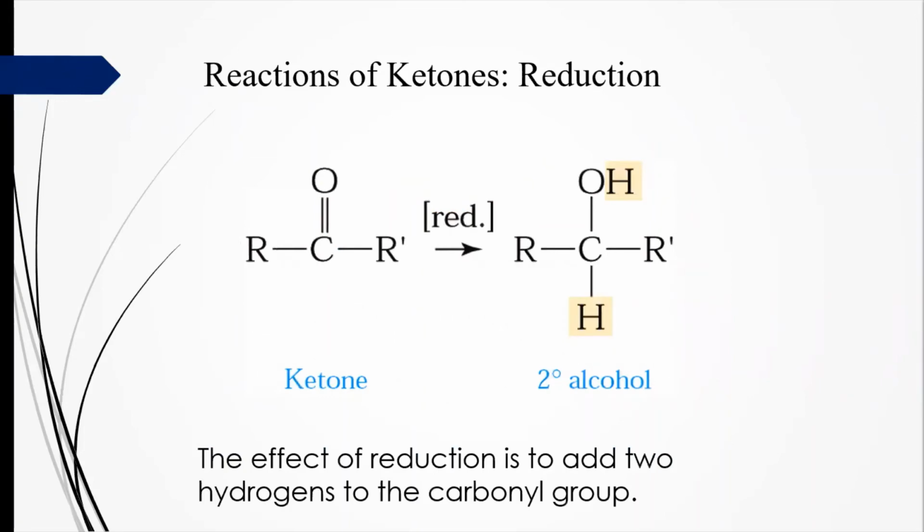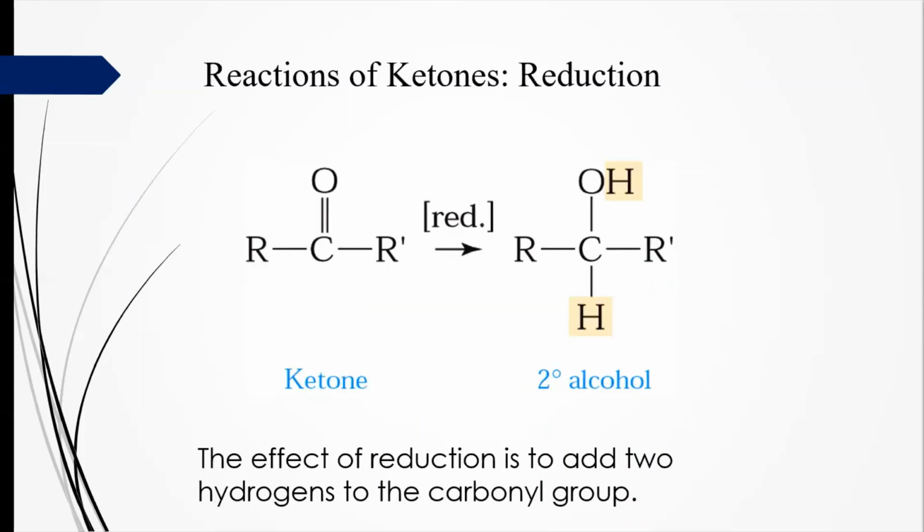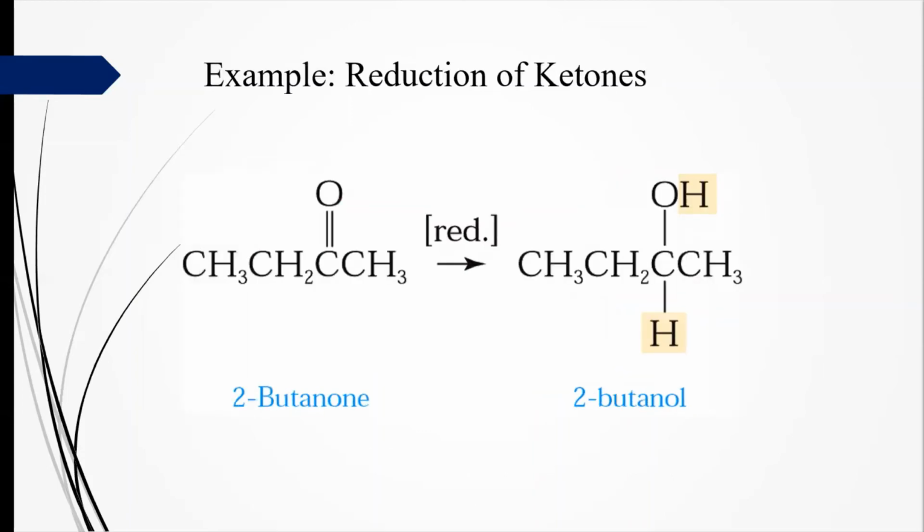Ketones, on the other hand, when we reduce a ketone, we turn it into an alcohol. So that's doing the same thing as our aldehyde. The difference, though, is that when we are reducing our ketone, instead of making a primary alcohol, we make a secondary alcohol. So we can go through that reduction, add in those H's, and we're going to get a secondary alcohol out of it.